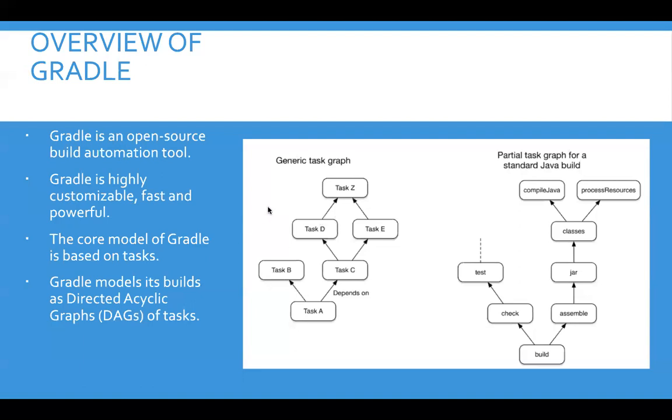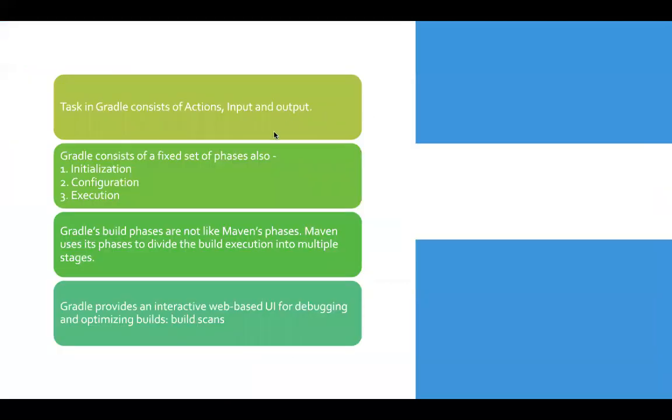And if we see how a task graph is created for a standard Java build, these are the tasks included in the graph. First, it builds. For building, it needs to check, verify, and assemble. For assembling, it needs a jar. For jar, it needs classes. And for classes, it needs compile Java and process resources. So what Gradle actually does is configure a set of tasks and wire them together to create a graph. And once a graph is created like this, Gradle determines the order in which tasks have to be executed.